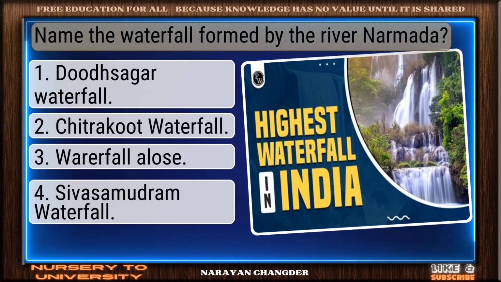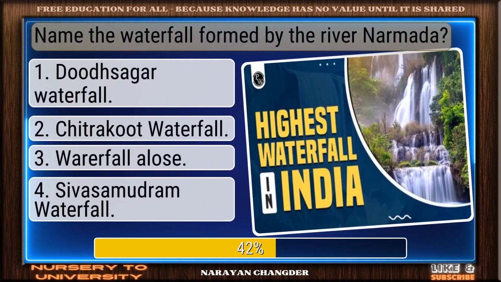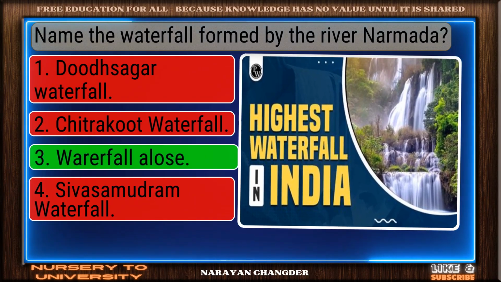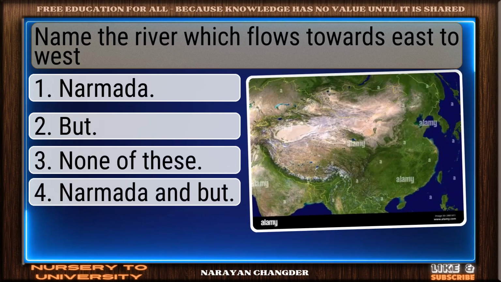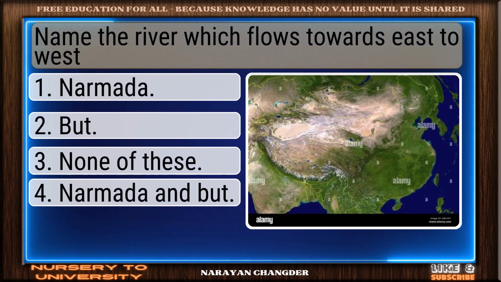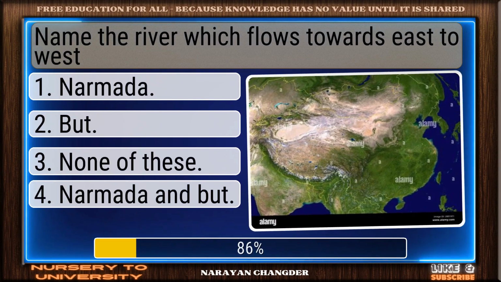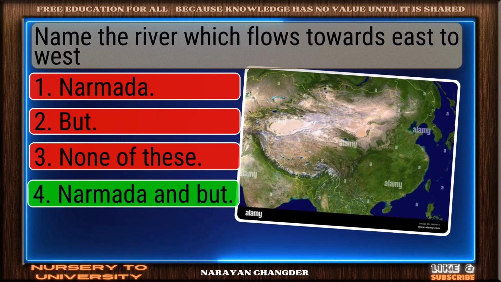Question number 129. Name the waterfall formed by the river Narmada. Clear logic. Your choice waterfall Alos is sound and 100% true. Question number 130. Name the river which flows towards east to west. Bravo. Narmada and Butt is the answer.